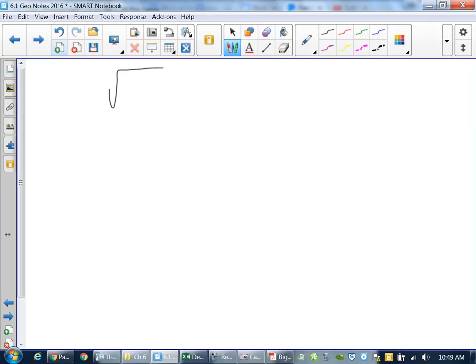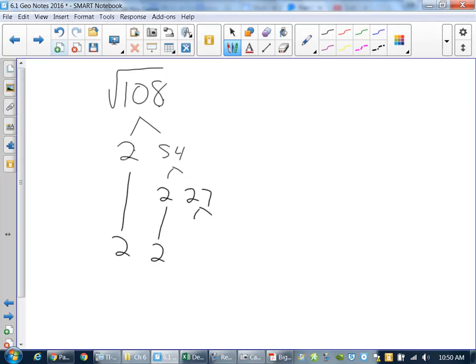Let's say you had to take the square root of 108. Say you don't know what that is, but you can prime factor it. That's 2 and a 54. That's 2 and a 27. That's 9 and a 3, which is 3 and a 3. So 108 would be 2 squared, 3 cubed.